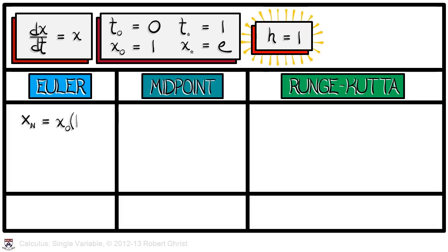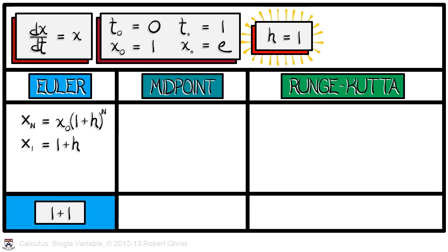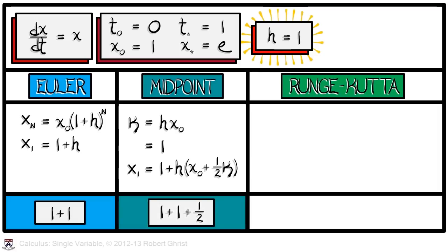In Euler's method, what do we get? Well, we get simply that x1 equals 1 plus h times x naught. Since x naught is equal to 1, we get an approximation of 1 plus 1. That's not a terrible approximation to e, given that we've only done one step, but that's all we get from Euler. Now, with the midpoint method, our kappa value, we already know what that is. That is equal to 1. What happens when we take the formula for the midpoint method? Well, we get a value of x1 equal to 1 plus h times quantity x naught plus 1/2 kappa. That means we get 1 plus 1 plus 1/2. That's a better approximation to e.